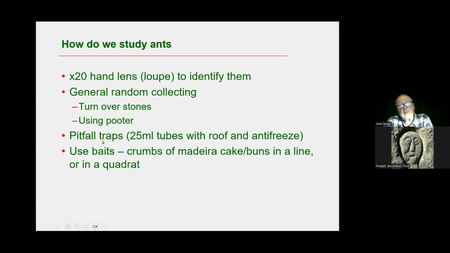I've recently been doing some pitfall trapping about a year ago. And I'll show you what I was using. I was using 25 mil tubes. And then this is something you might like to try, which is to use baits and put out a line of, take two little pieces of stick to mark where you're putting them. Put out a line of Madeira buns or cakes in a line. And if you're putting out about 10 little patches of crumbs, by the time you get to the end, if there are ants present, you can go back to the first one and there will probably be ants present.